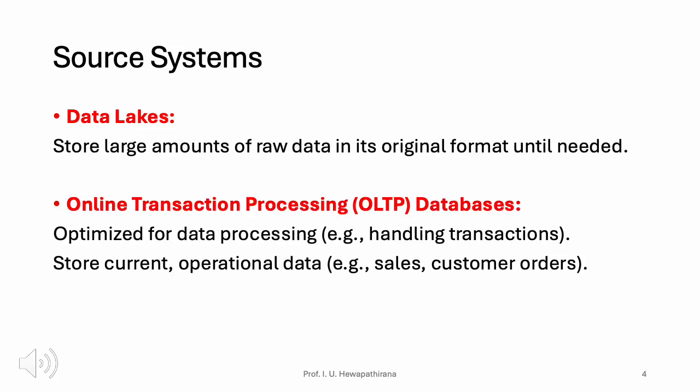Source systems are the points of origin for data within a BI architecture. Two of the most common source systems are data lakes and OLTP databases. A data lake stores large volumes of raw data in its original unprocessed format until that data is required for analysis. In contrast, online transaction processing, or OLTP, databases are optimized for data processing rather than analysis. These systems handle operational tasks such as sales transactions and customer orders, maintaining data currency and consistency in real time.